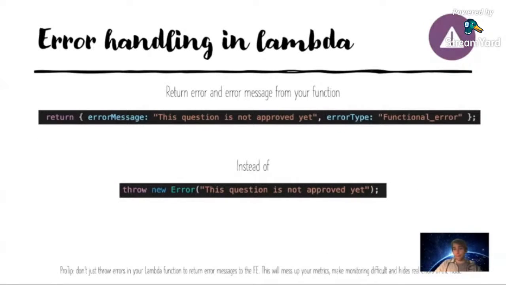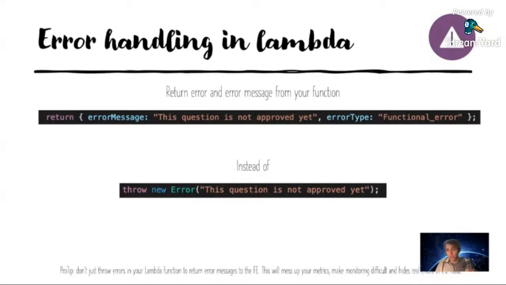And then, last but not least, error handling in a Lambda function. Now, say a question also needs to be approved before it is published to all users. Maybe somewhere I want to do an action, but I don't want to do that action on a question if the question is not yet approved. So what I often see then is people just say, okay, throw error, this question is not approved yet. And what that will do is it will return 'this question is not approved yet' to the front end.